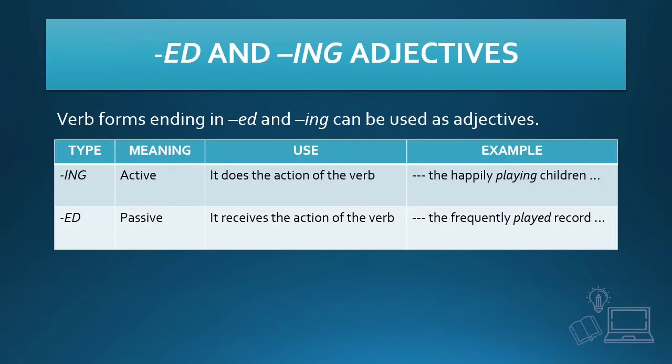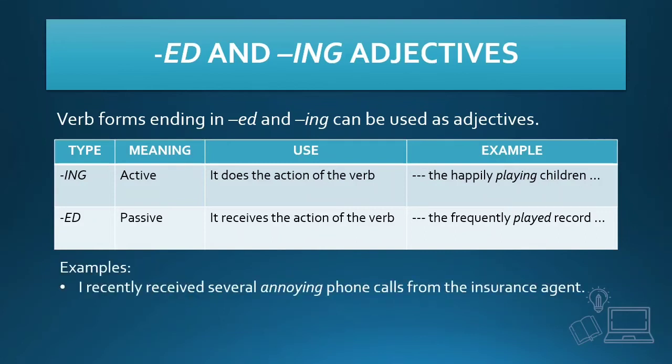Let's have a look at this sentence. I recently received several annoying phone calls from the insurance agent. Dalam kalimat ini, the adjective annoying menjelaskan noun phone calls. Annoying phone calls bermakna aktif, panggilan yang mengganggu.